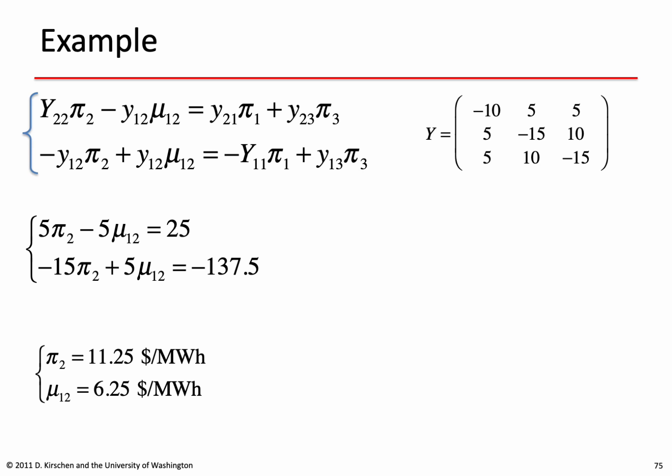$6.25 per megawatt hour. Now the value of π2 matches the one that we found by the ad hoc method we used to introduce the concept of nodal prices. The value of μ12 gives us the shadow cost associated with this constraint. So it means that if we relax the constraint by 1 megawatt, we will save $6.25 per hour. On the other hand, if we tighten this constraint by 1 megawatt, it will cost us an extra $6.25 per megawatt hour.